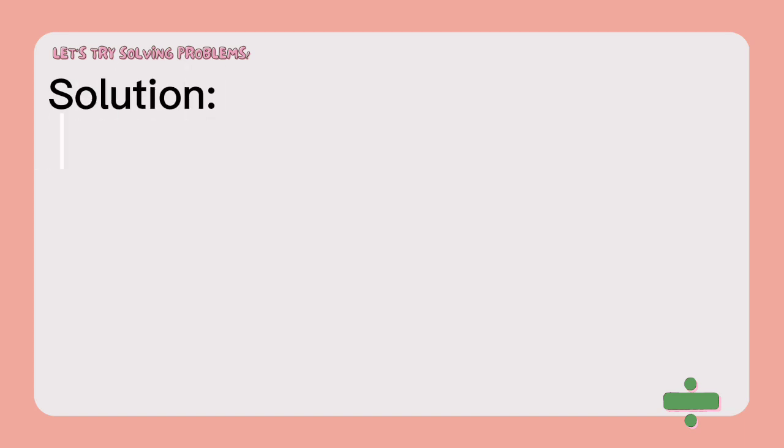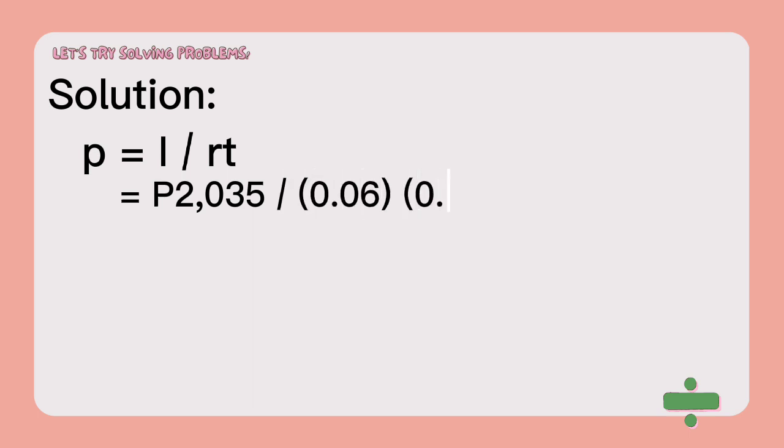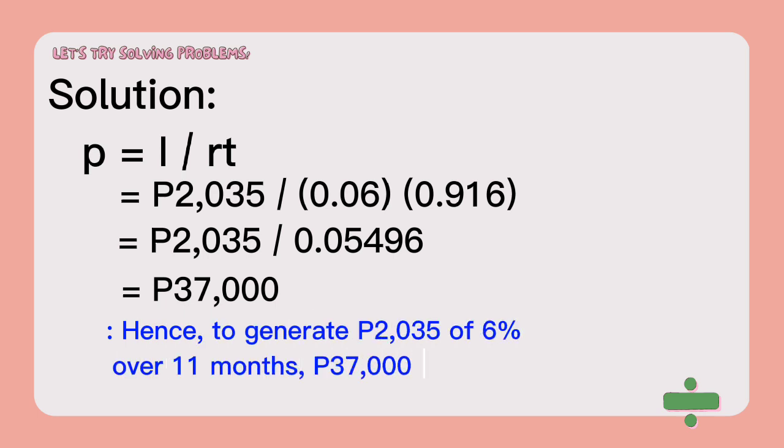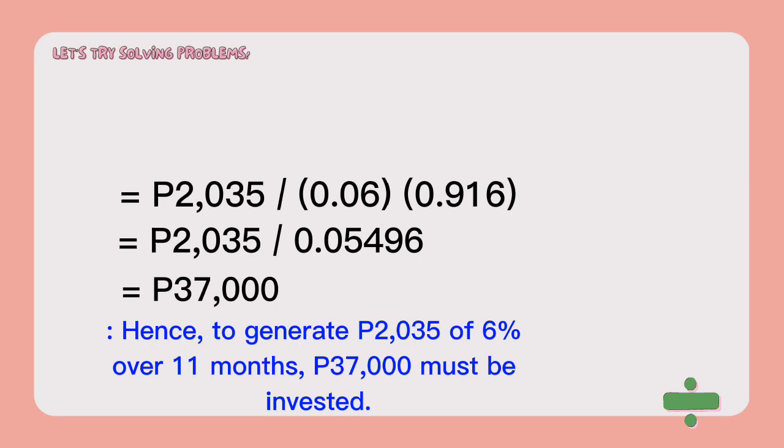So P is equal to interest divided by rate times time. Let's distribute all the given. We have 2,035 divided by 0.06 times 0.916. Now let's solve first those in parentheses. So 0.06 times 0.916, that is 0.05496. Now let's have 2,035 peso divided by 0.05496, and the answer is 37,000 peso. Hence, to generate 2,035 peso of simple interest at 6% over 11 months, 37,000 peso must be invested.